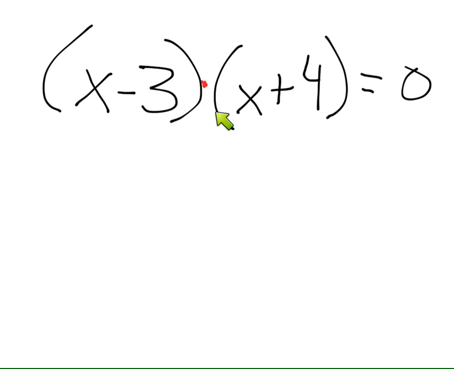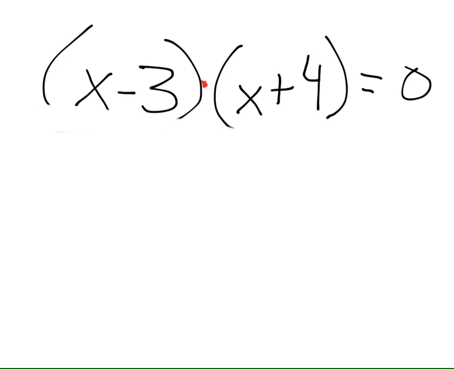Remember, this is a multiplication problem, so only one of these things, either this set of parentheses or this set of parentheses, has to equal 0, and then the whole thing is 0. So what's one answer? Yeah, George? Plus 3. Yeah, positive 3, right?